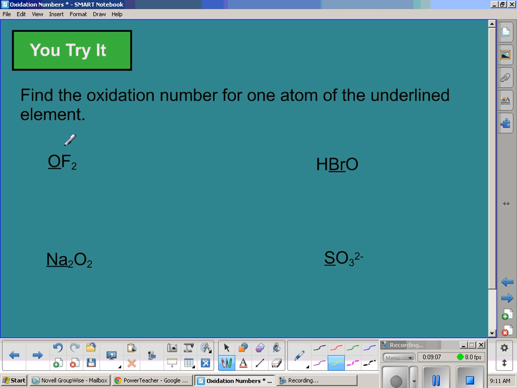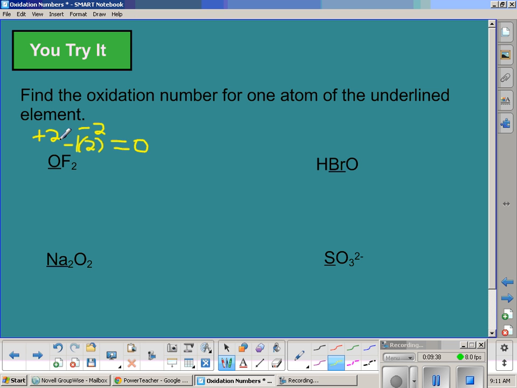So fluorine, -1, and I have 2 of them, so I'm going to go times 2. And overall, there's no charge on this, so all of these oxidation numbers have to add up to 0 in this case. So if I've got -1 times 2, that's -2. And I have oxygen left, so it's going to have to be +2 for that oxygen.